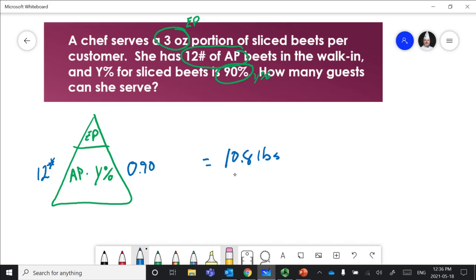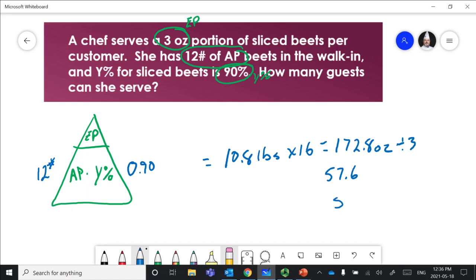So we need to turn this 10.8 pounds into ounces by multiplying times 16, and we're going to end up with 172.8 ounces. Now, if we're going to serve each customer 3 ounces each, we're going to now divide this by 3 to get 57.6. So how many customers can we serve?